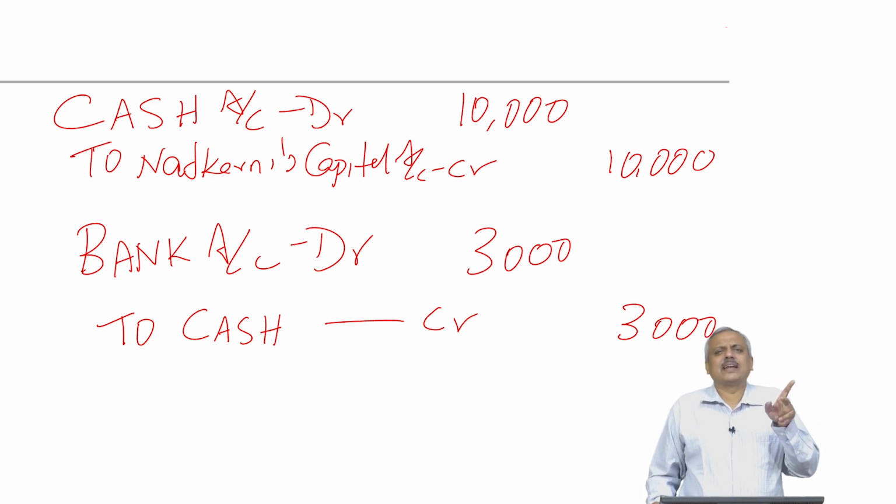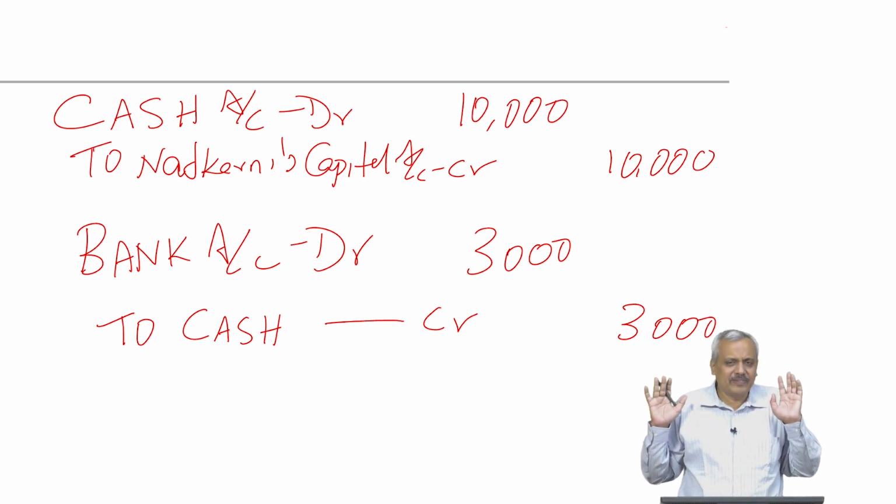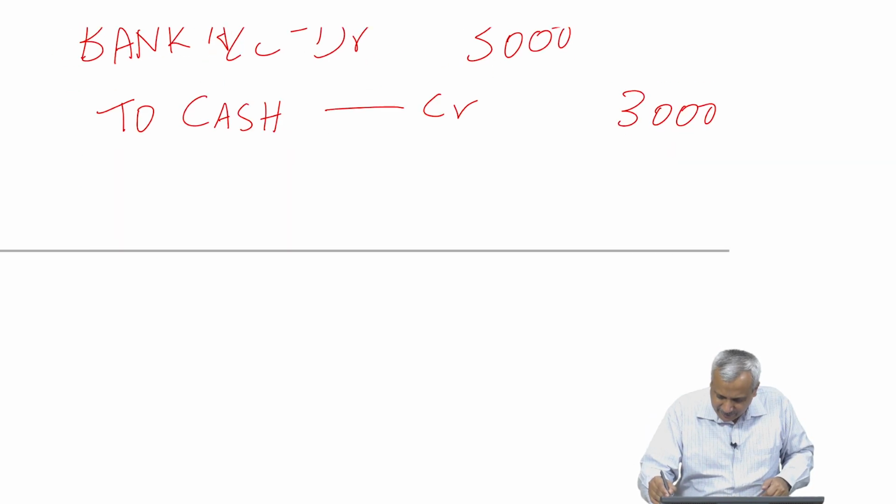Now, visualize in the balance sheet and P&L. What happens? The cash which was 10,000 gets split into cash 7,000, and the next item on the asset side of the balance sheet will be bank 3,000. Your balance sheet is still balanced. Am I with you on this? Shall we go along? Shall we go to the third transaction?